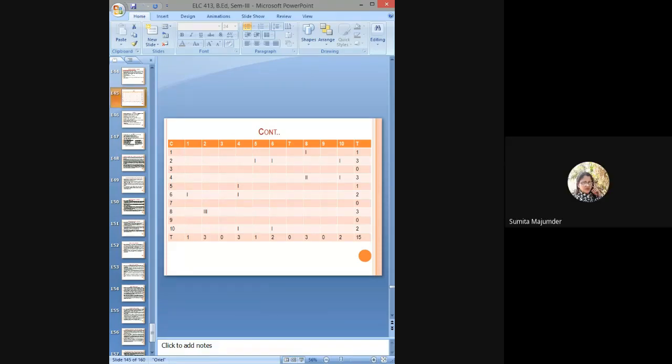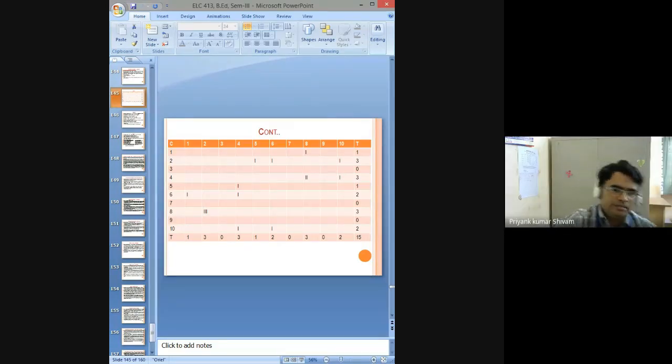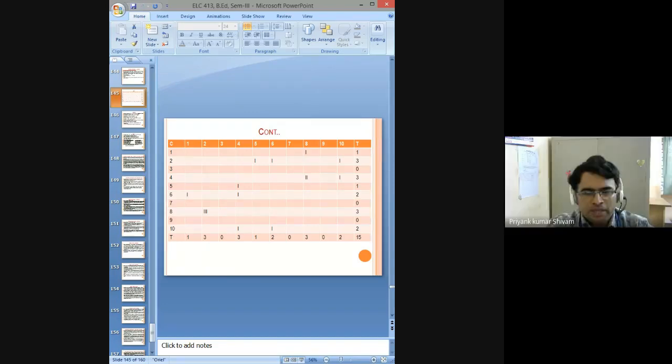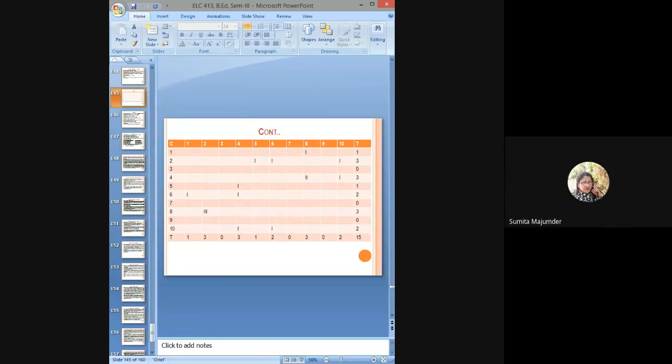One more thing is, when we make a blueprint, why will you prepare a blueprint here? That is another thing. The total number is 15, from the horizontal way and the vertical way.